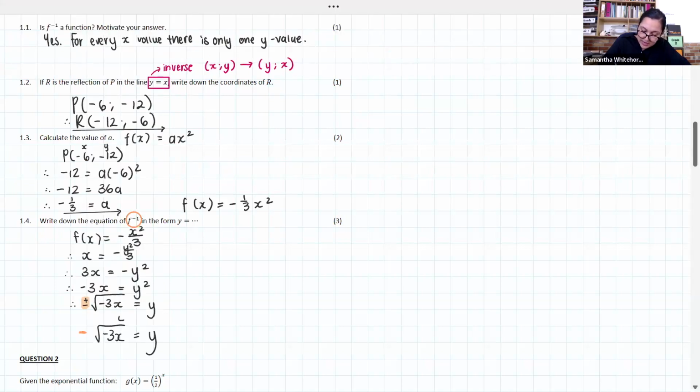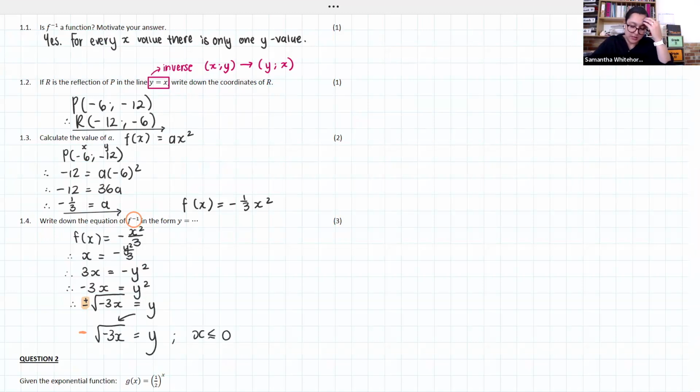Because whatever the value of the square root is, it will then be multiplied by the negative 1 in front of the square root. And so that will give me the negative y value. I cannot find the square root of a negative number, and so that won't be possible, which is also why x must be less than or equal to 0.